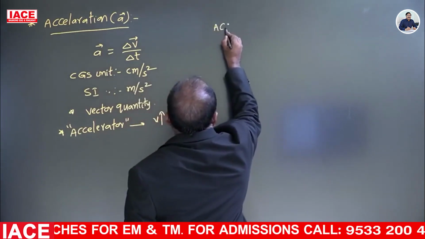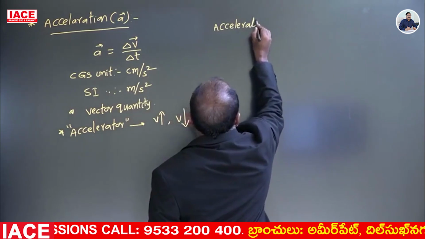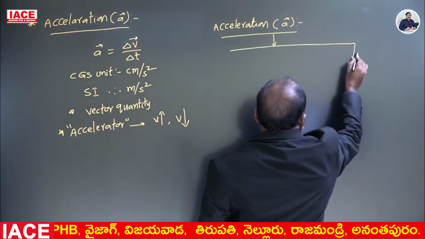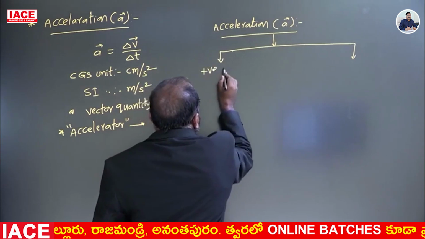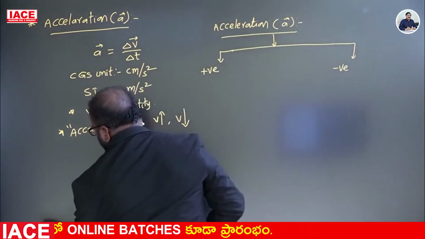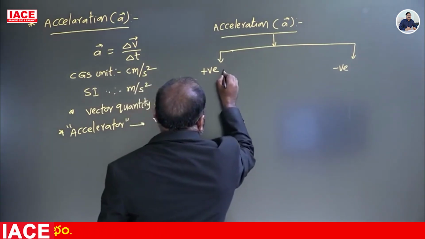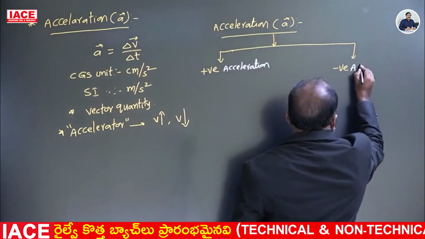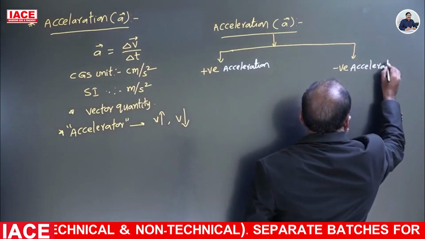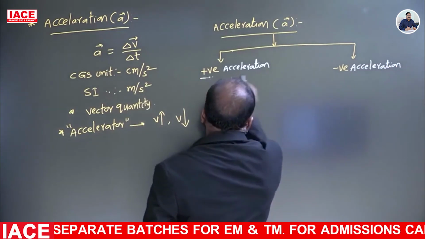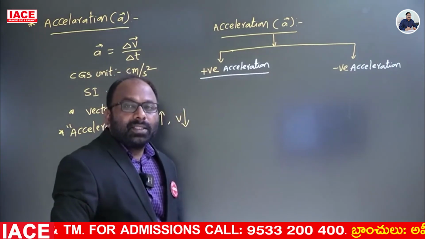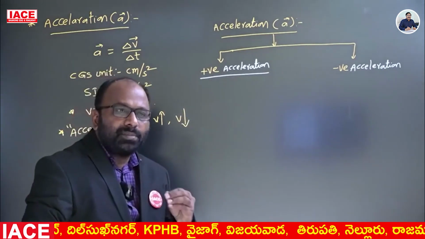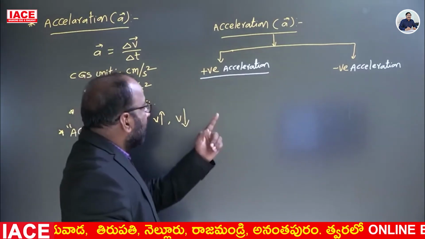Acceleration is classified into two types. Two types of accelerations are there. Positive acceleration, negative acceleration. What is positive acceleration? What is negative acceleration? How to define positive acceleration and negative acceleration? Positive acceleration is defined as when the speed of the vehicle is gradually increased. If the speed of the vehicle gradually decreases, that is called negative acceleration.